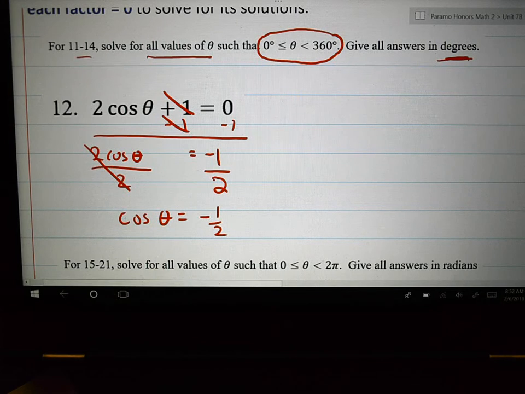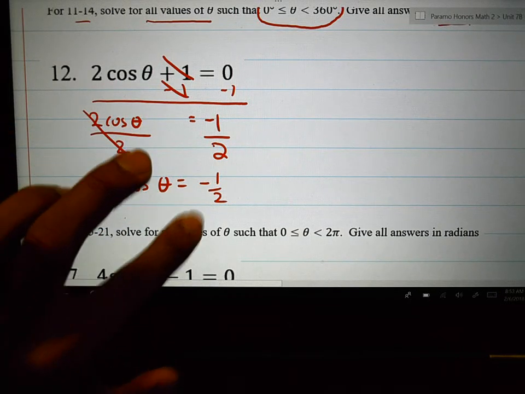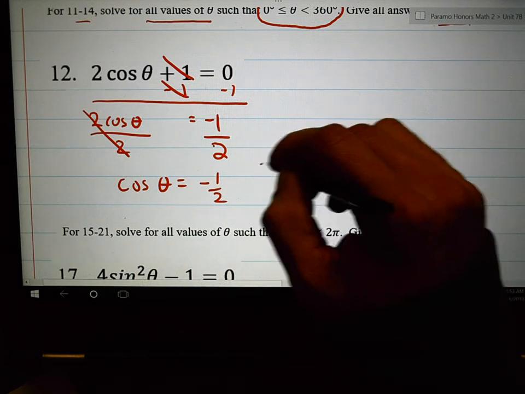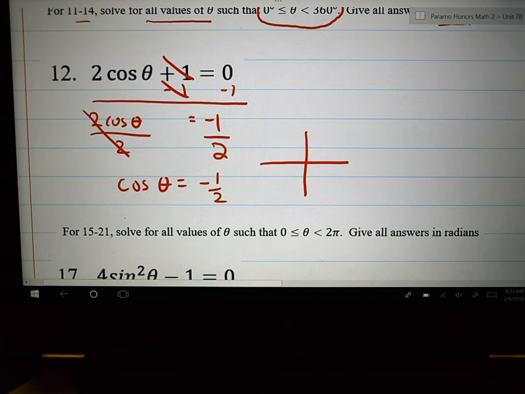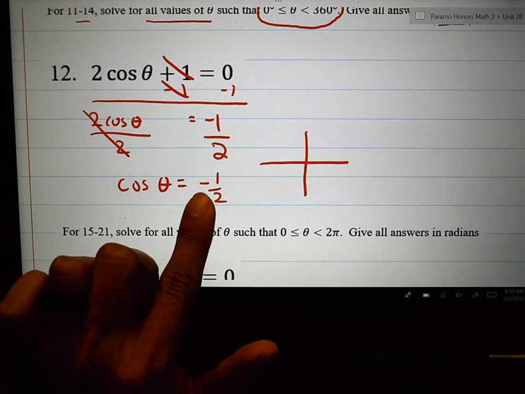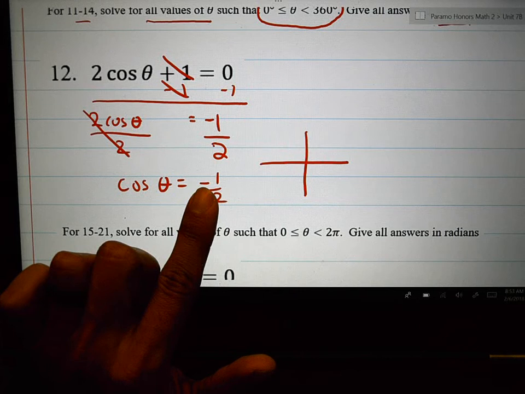And this is where you will have to use your knowledge of the unit circle and figure out if there's one answer, 2 answers, no answers, or so on. The cosine of an angle is equal to negative 1/2. What I do personally is I start thinking in terms of the 4 quadrants. This cosine is negative, so where is the cosine negative? What are my possibilities? In which quadrants? Do you know?